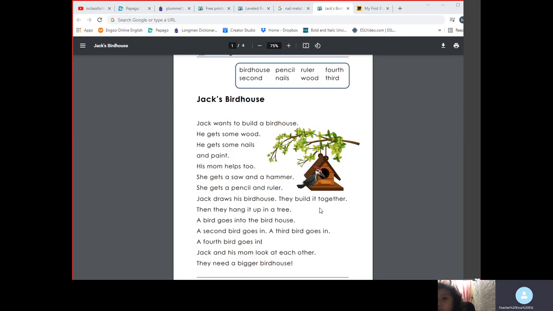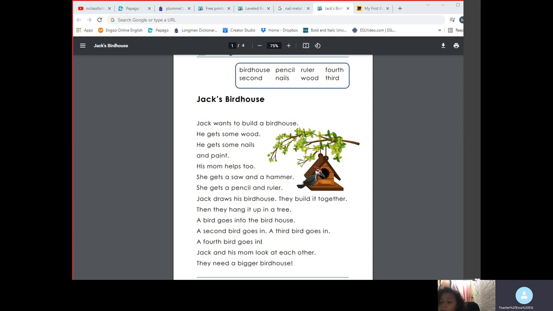All right. Jack's birdhouse. Jack wants to build a birdhouse. He gets some wood. He gets some nails and paint. His mom helps too. She gets a saw and a hammer. She gets a pencil and ruler. Jack draws his birdhouse. They build it together.